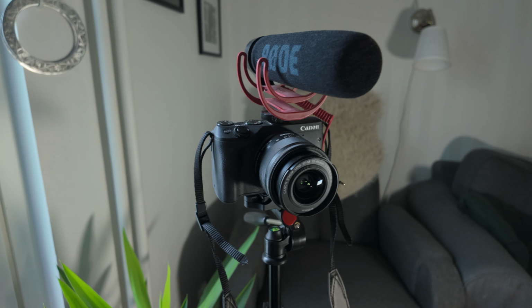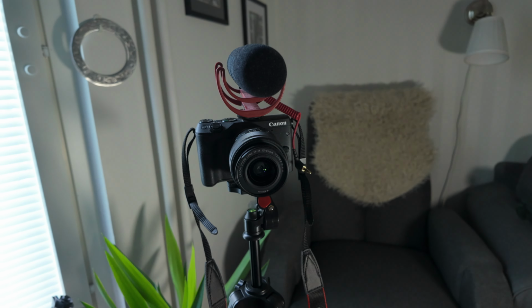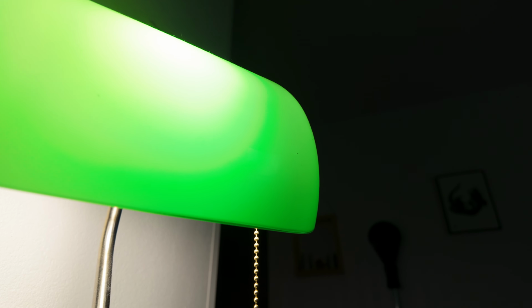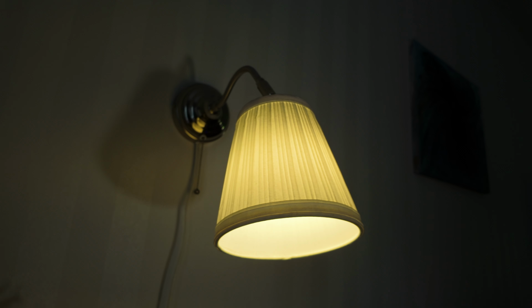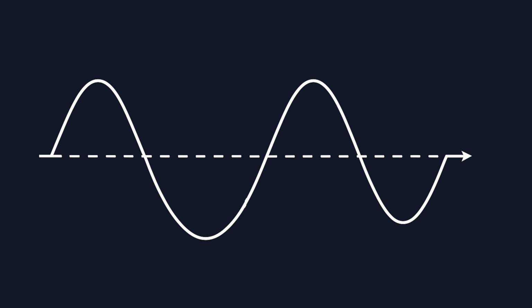So first things first, why does this happen? And no, it's not your camera trying to sabotage you. Here's the truth: most lights aren't actually steady. They flicker really fast, about 50 or 60 times a second. That's because of how our electricity works: alternating current, or AC power.